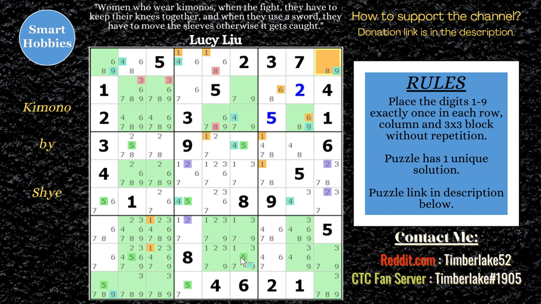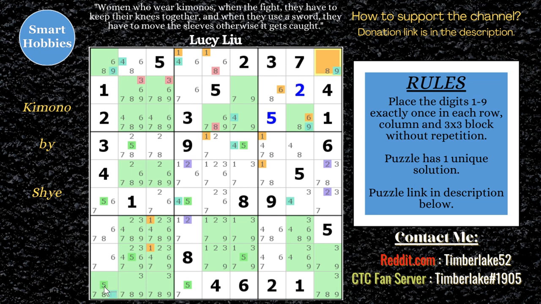strong, weak, strong, weak, strong, weak, strong, weak, strong. And so that's your discontinuous loop.